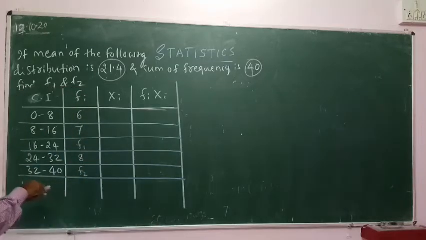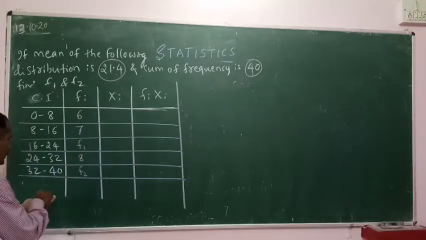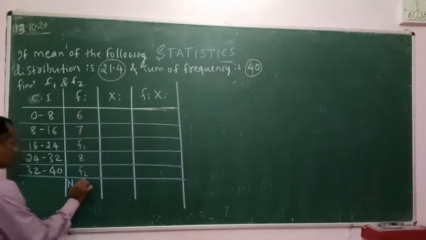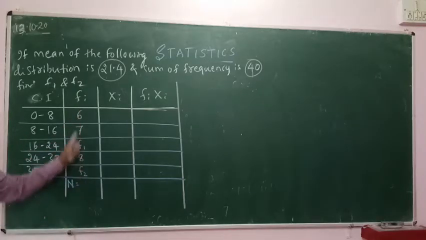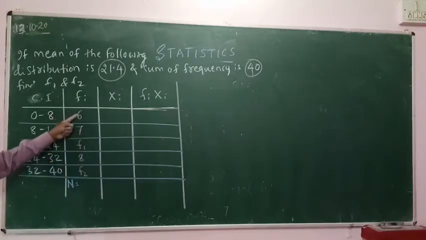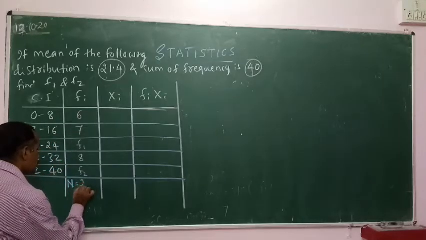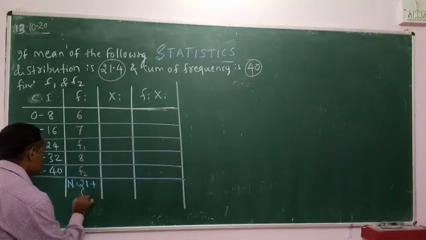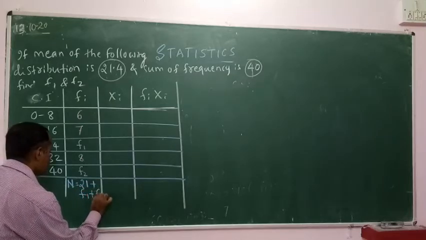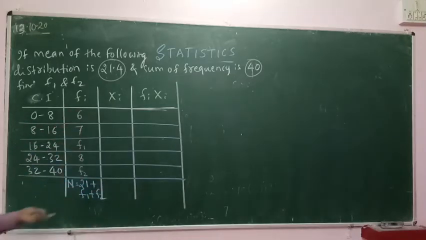What is your work? Your work starts from here. You can start: n is equal to the actual total. 6 plus 7 is 13, 13 plus 8 is 21. 21 plus f1 plus f2 is the actual total.